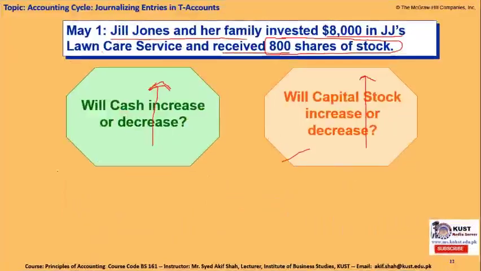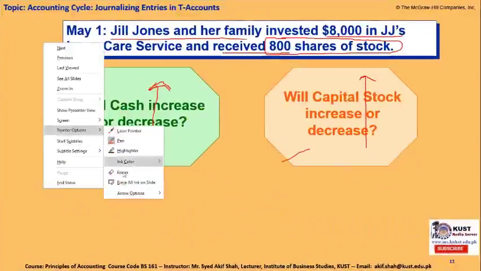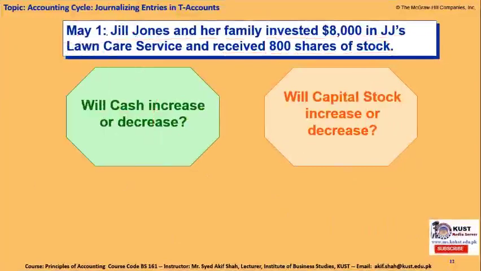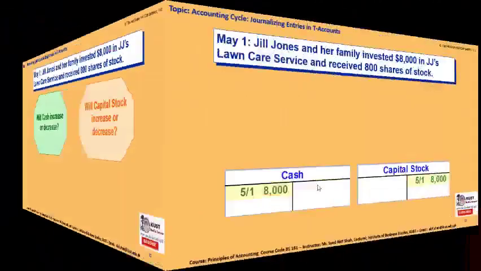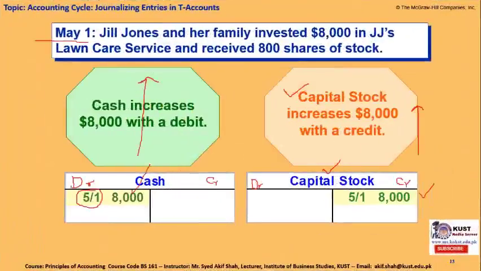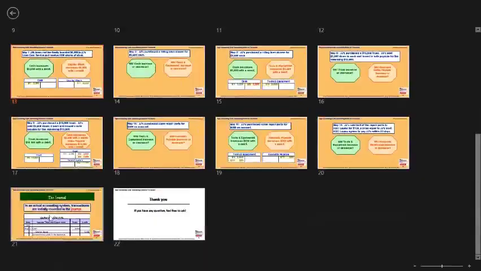Here it is, our first transaction, and it states that on May 1st, Jill John and her family invested $8,000 in the JJ Lawn Care Service and received 800 shares of stock. So we got the cash account debited with $8,000 and the capital account was credited with $8,000. Now the same transaction will be posted in a formal method of journalizing these transactions.